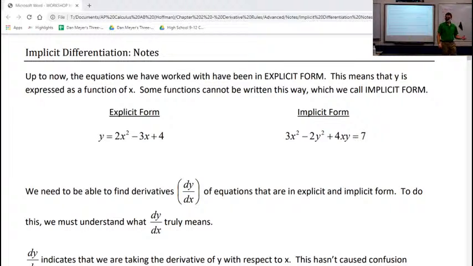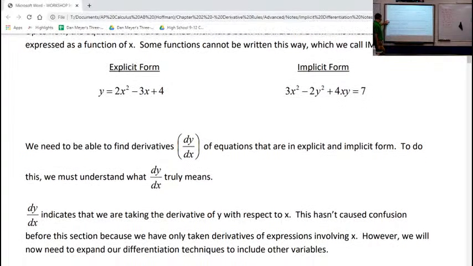It's easy to take the derivative when we only have one variable to worry about. But what we're going to look at is, if we have multiple variables on one side or both sides of the function, how are we going to take the derivative in that case? So we need to be able to find derivatives of equations. To do so, we must understand what dy dx actually means. Dy dx says that we're taking the derivative of y with respect to x. In other words, we are taking derivatives with respect to x of some function.